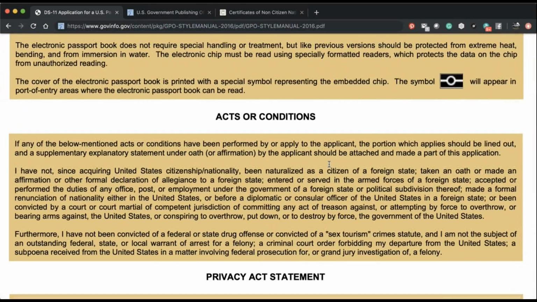All right. It says here, if any of the below mentioned acts or conditions have been performed by or applied to the applicant, the portion which applies should be lined out. You hear that? You need to line out what applies to you. And a supplementary explanatory statement under oath of affirmation by the applicant should be attached and made a part of this application. That's the rules. So, what does it say?